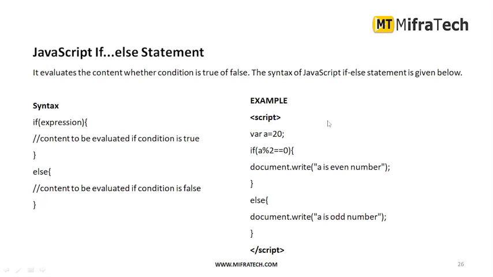For example, for an even and an odd number, a = 20, if a modulus 2 double equals 0, document.write it is an even number, or else it is an odd number.